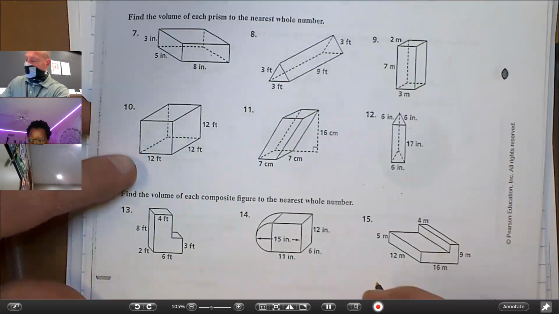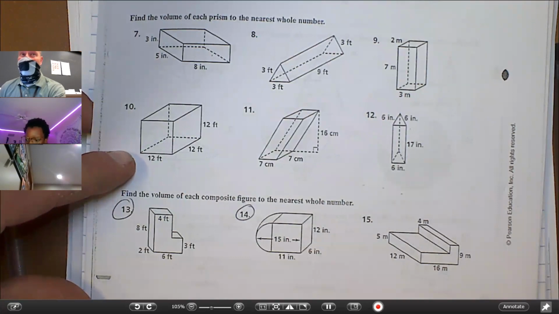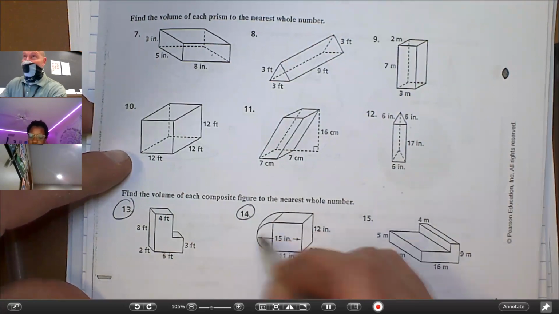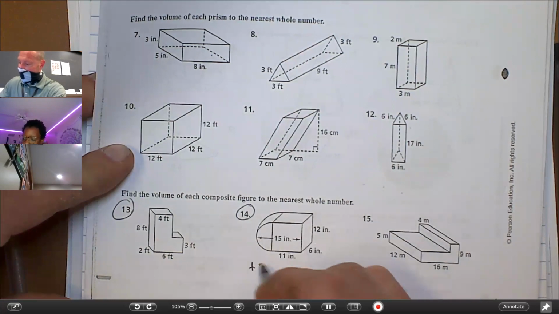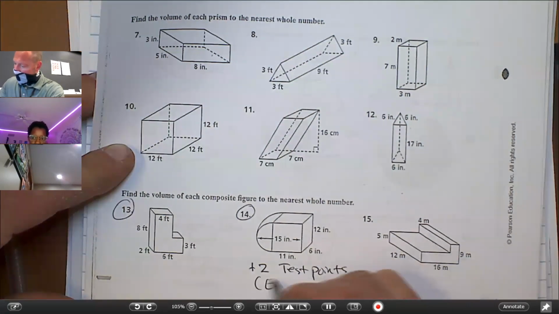Finally, we're going to look at number 13 as an example. And we're also going to look at 14 because I'm not going to show you how to do it. I'm going to give you a couple bonus points if you can get this. So number 14, I'm going to change it in a little bit. We'll come back and look at this later. Number 14 will be plus 2 test points. We'll call it enrichment.